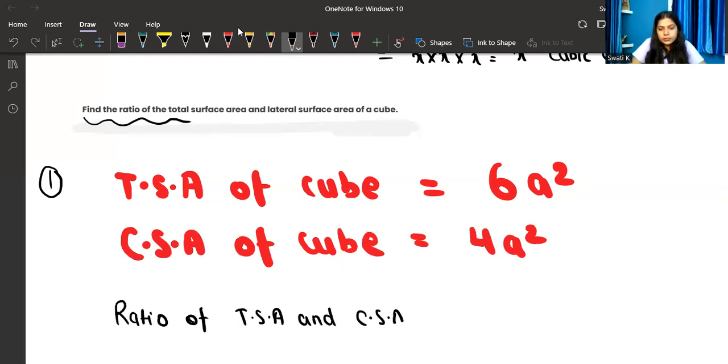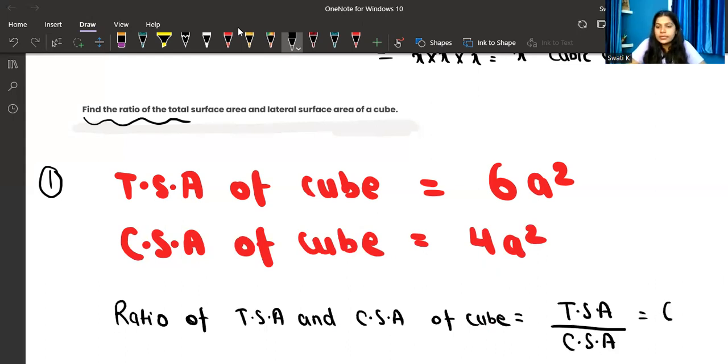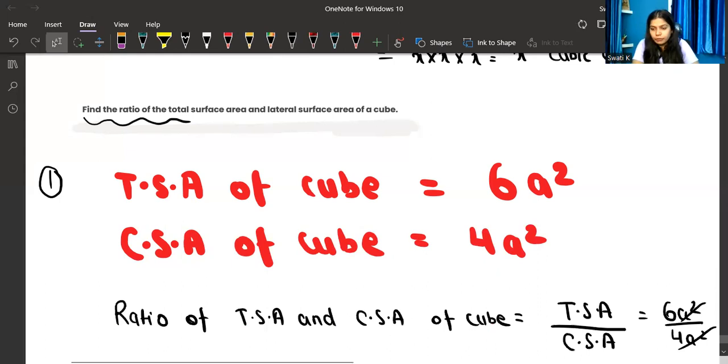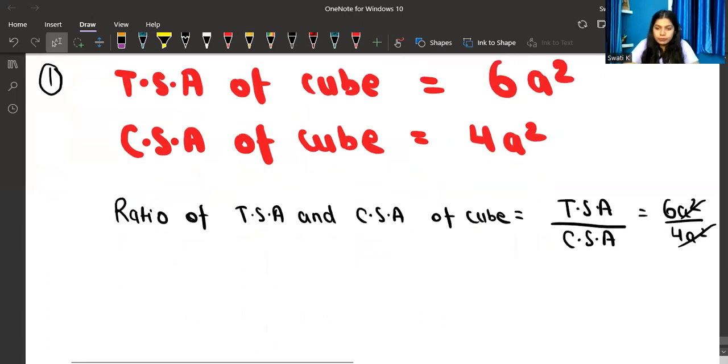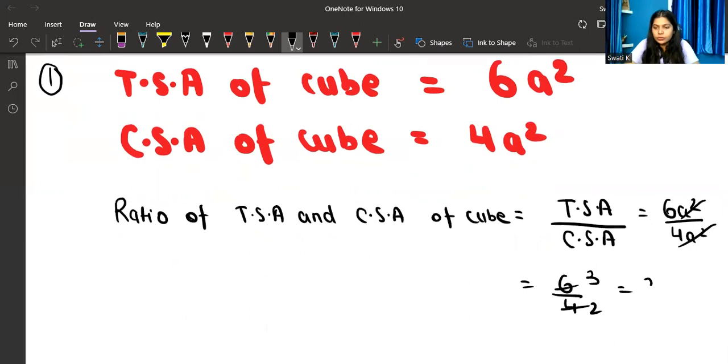So the formula is given. The TSA of the cube upon the CSA, the lateral surface area of the cube: TSA is 6a square and CSA is 4a square. So a square will get cancelled, and we get 6 upon 4. You can also simplify this fraction: 2 times 3 is 6, 2 times 2 is 4. So the ratio is 3 upon 2, which we write as 3 is to 2. That's the answer. Now we can go to the next question.